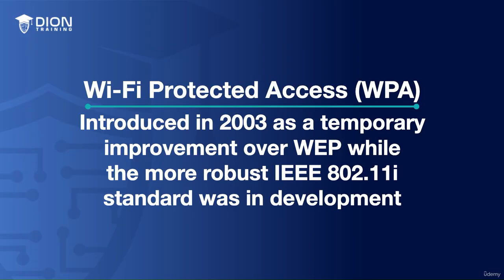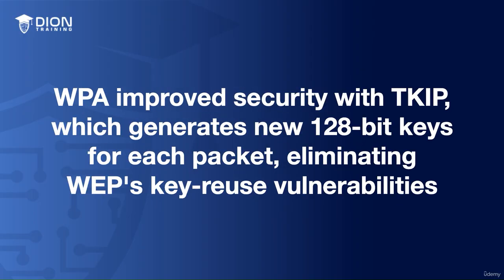WEP was then replaced by WPA, or Wi-Fi Protected Access, in 2003 as an interim security enhancement over the flawed WEP while the IEEE 802.11i wireless security standard was being developed. WPA aimed to correct the pitfalls of WEP and provide stronger security measures for wireless networks. WPA was designed to improve upon WEP's encryption mechanisms by implementing the Temporal Key Integrity Protocol, known as TKIP, which dynamically generates a new 128-bit key for each packet and thus prevents the key reuse vulnerabilities associated with WEP.